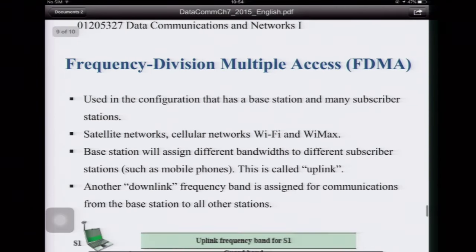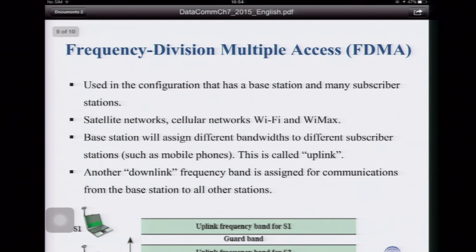Let's look at FDMA. You use it in a configuration where you have a base station and many subscriber stations, such as satellite networks, cellular networks, or Wi-Fi and WiMAX. The base station will assign different bandwidths to different subscriber stations. For example, the subscriber stations can be your mobile phones.